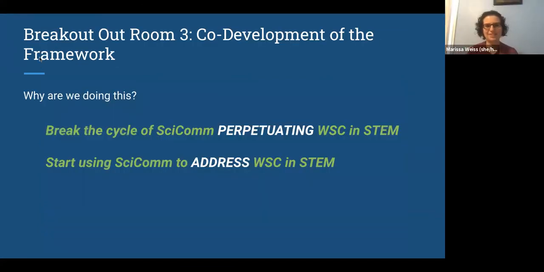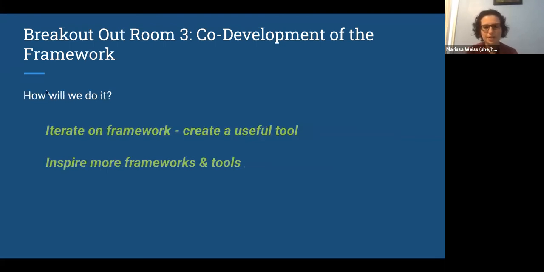Thank you, Carlisa. So we've reached our third breakout, co-developing the framework. Why are we doing this? We're doing this to break the cycle of SciComm, any roles that SciComm has in perpetuating white supremacy culture in STEM. And our mission is to start using SciComm to address white supremacy culture in STEM. So how will we do it? Today, our work involves iterating on a draft framework with a goal of creating a useful tool.